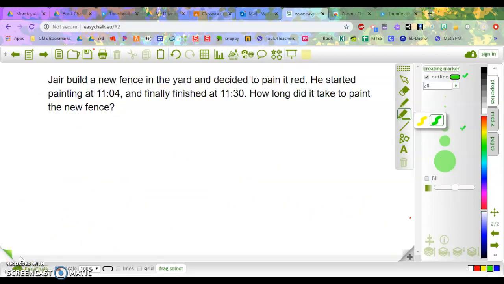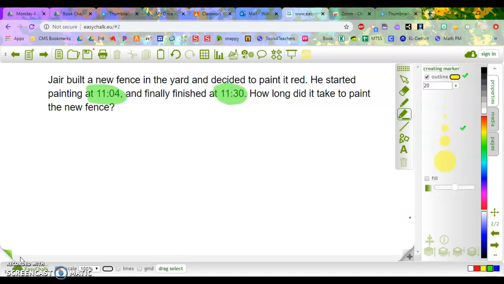Our new question reads, Jair built a new fence in the yard and decided to paint it red. He started painting at 11:04 and finally finished at 11:30. How long did it take to paint the new fence? Just as I've done before, I need to find all of my important pieces of information and my numbers. The first time that I see is right here at 11:04, and then I see another time here at 11:30. So I want to pay close attention to my question.